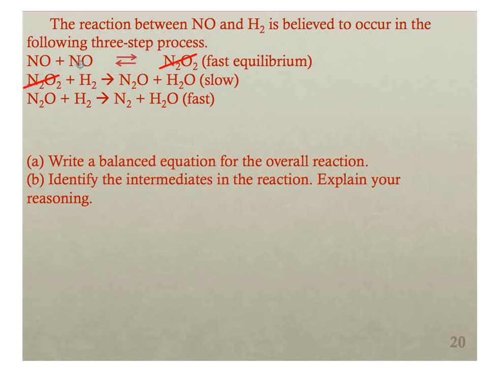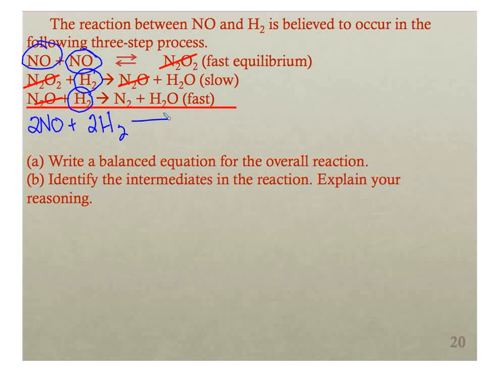So that N2O2, noticed, is formed and then it is consumed. I also have an N2O here that is formed and then consumed. So both of those are intermediates, and you can anticipate the next question that they're going to ask, which is, what are the intermediates? So we get 2NO plus 2H2. All you have to do is bring down whatever's remaining on the left-hand side of the arrow, yields N2 plus 2H2O.